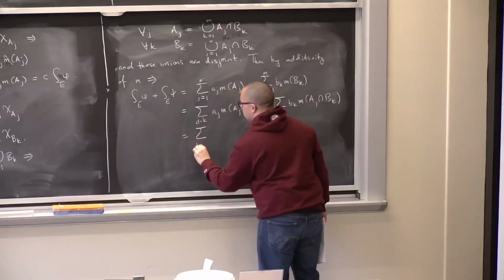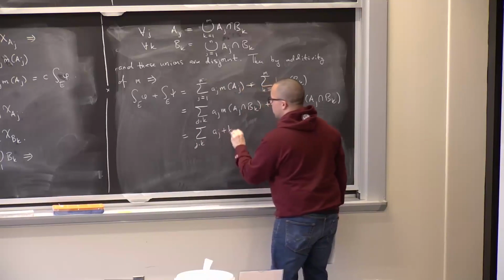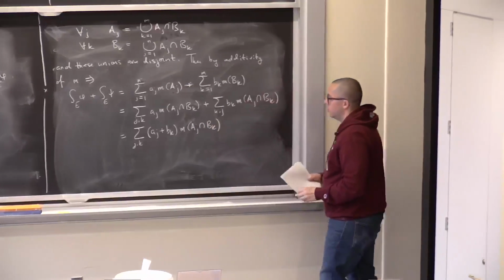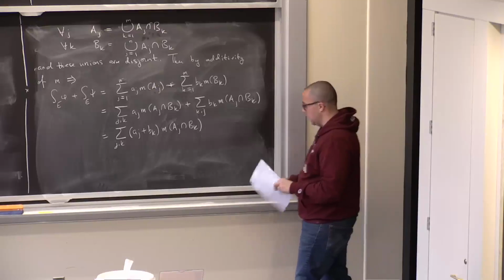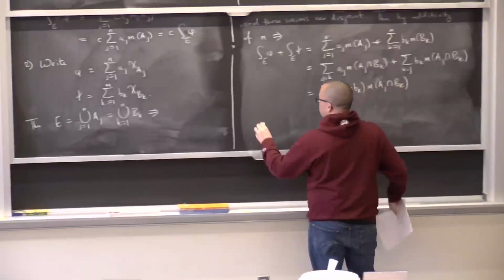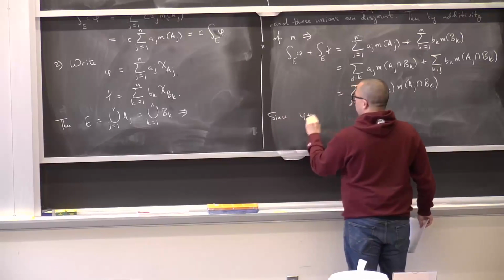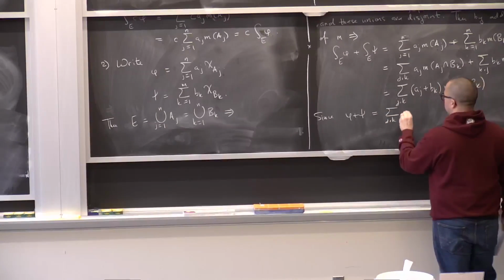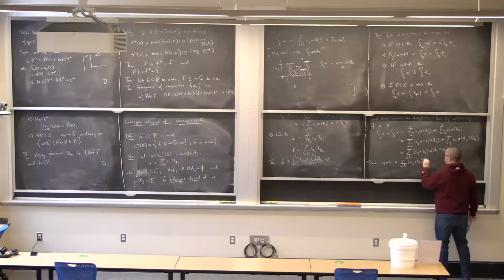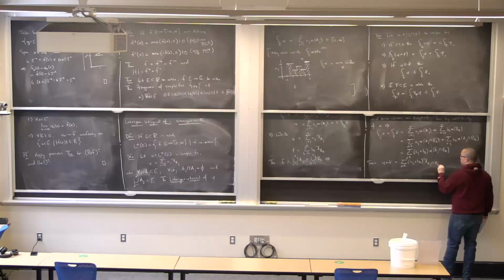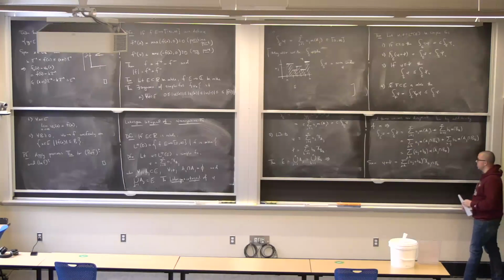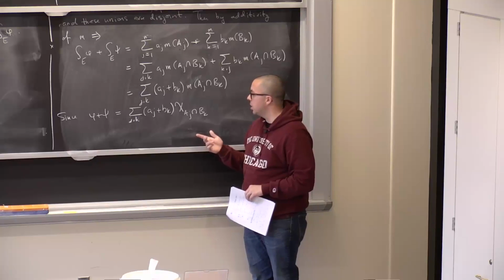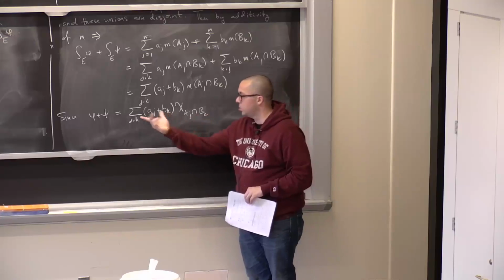So let me just rewrite this as the sum over jk of (aj plus bk) times the measure of Aj intersect Bk. All right? But the point is that the sum of these two simple functions, you can check, is equal to the sum over jk of (aj plus bk) times the indicator function of Aj intersect Bk. Right? So at those x's where phi equals aj, and at those x's where psi equals bk, then I'm in this set, and the two sides agree. Okay?